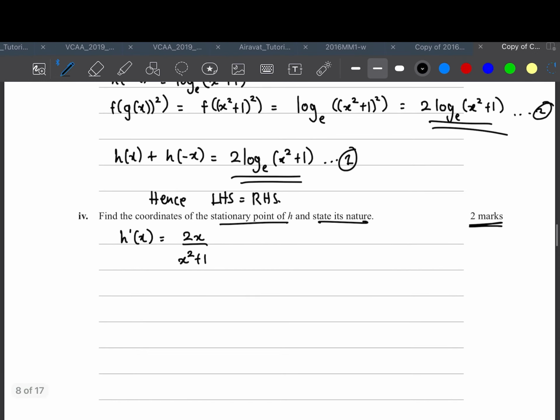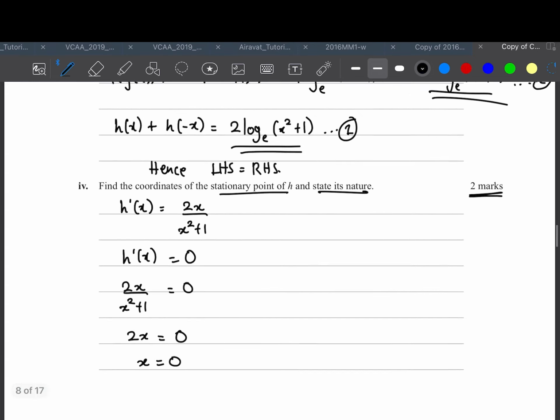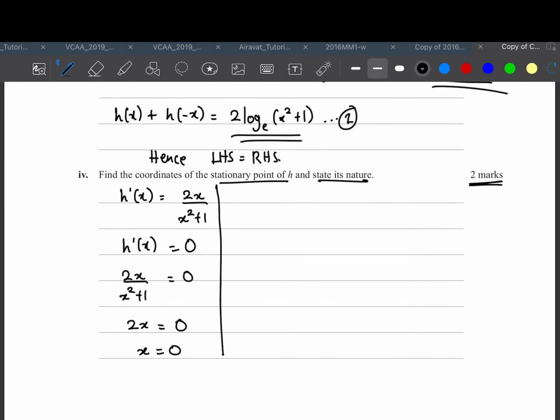Anyway, getting back to the question, now h dash of x equals 0. That's how we solve for the stationary point. So 2x divided by x squared plus 1 equals 0, meaning that 2x equals 0, therefore x is equal to 0. Now we have the x coordinate of the stationary point. To find the y coordinate, just substitute back in, so h of 0 is going to mean log base e of 0 plus 1, which is log base e of 1, which is equal to 0. So the stationary point is 0, 0.